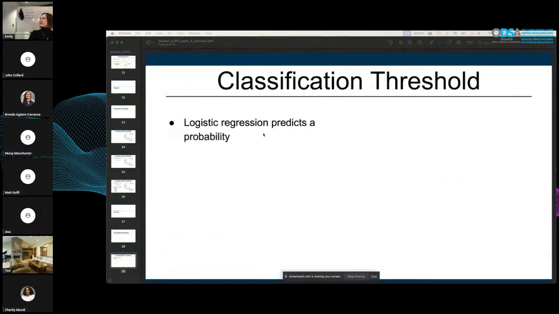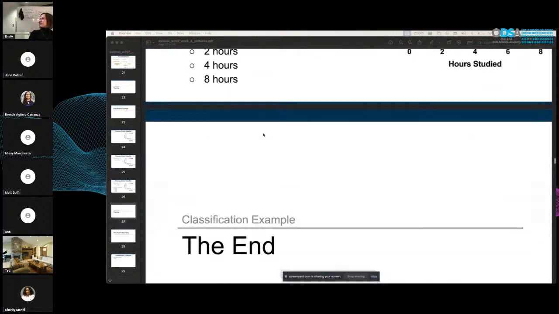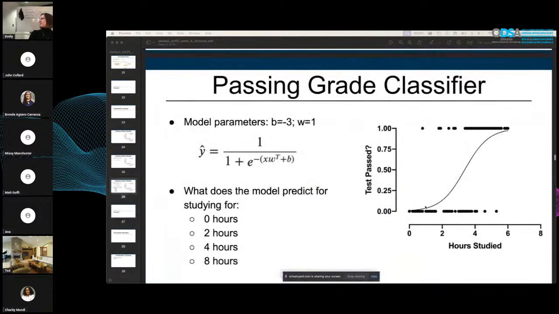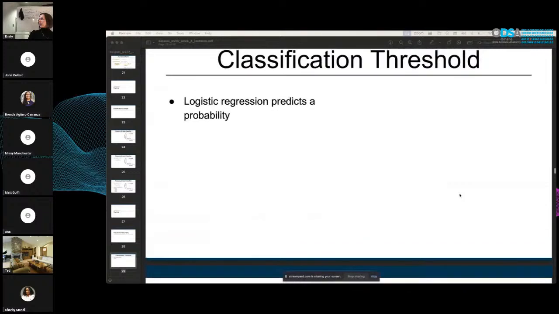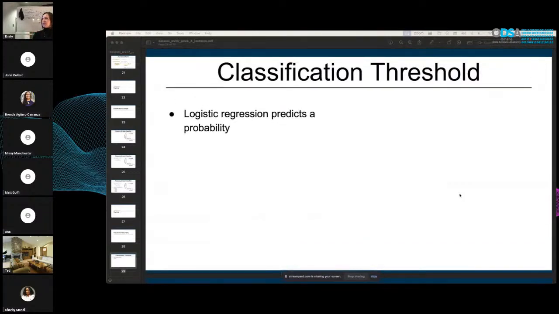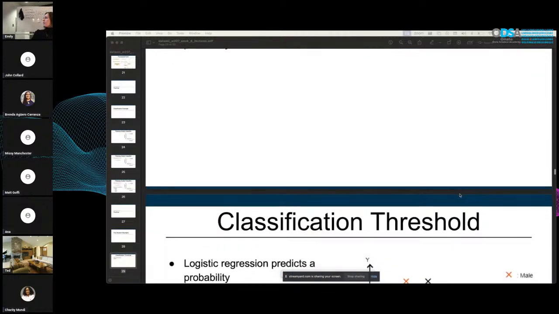So logistic regression predicts a probability, right? We talked about that. We said 10%, then 50%, then 75%, and then 1. So it predicts a probability. Well, how does that turn into an actual prediction? How do you know whether I should predict someone will fail the test or won't fail the test?